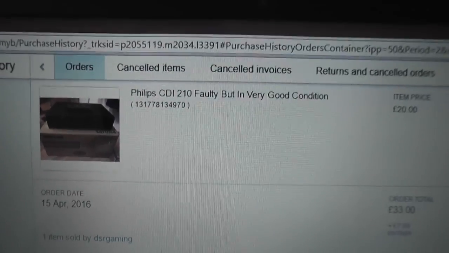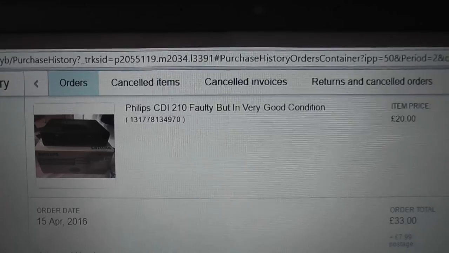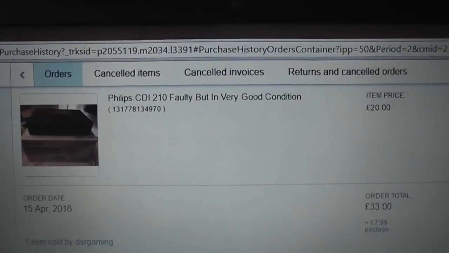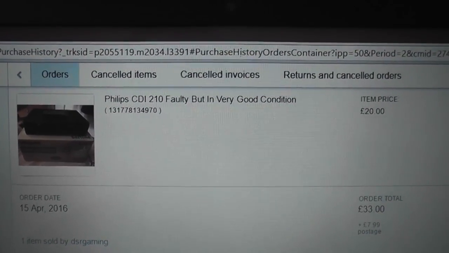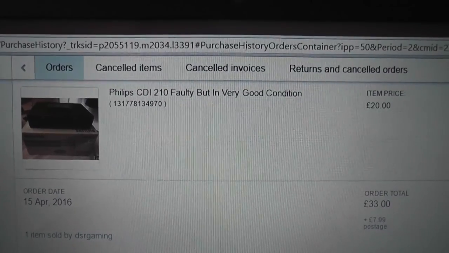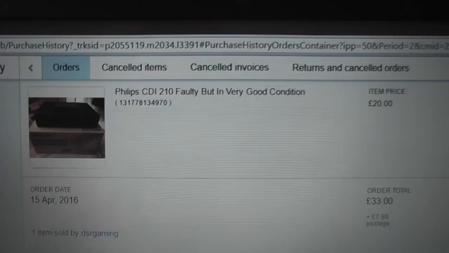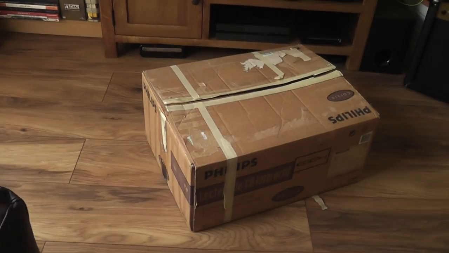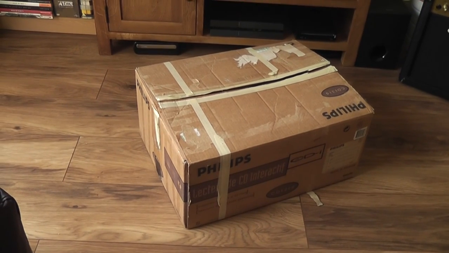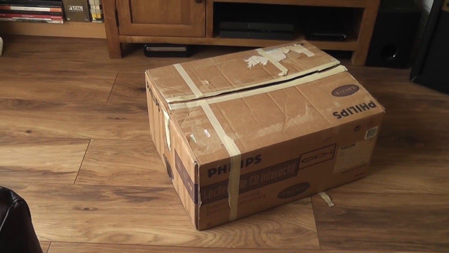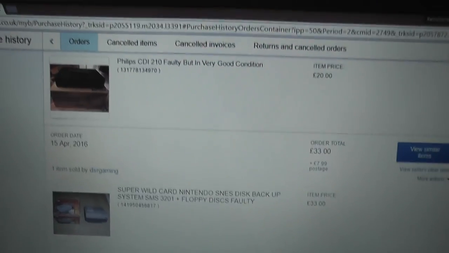But yeah, Philips CDI, it's like a CD-based multimedia console. It wasn't very popular. It was a bit of a commercial failure. I think it sold something like 1 million units over 7 years. So yeah, really not that popular. I've never actually seen one myself, so I'm kind of interested to take this out of the box and see what it's like. But yeah, I'll get this laptop out of the way and we can take a look at it.